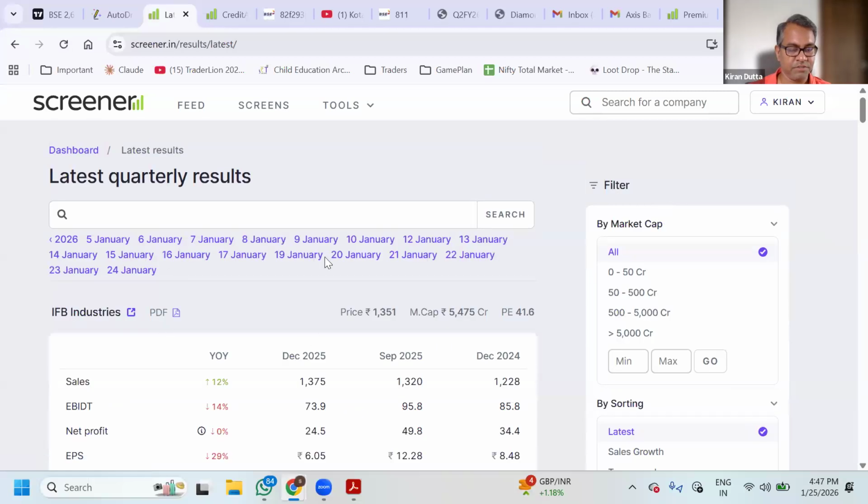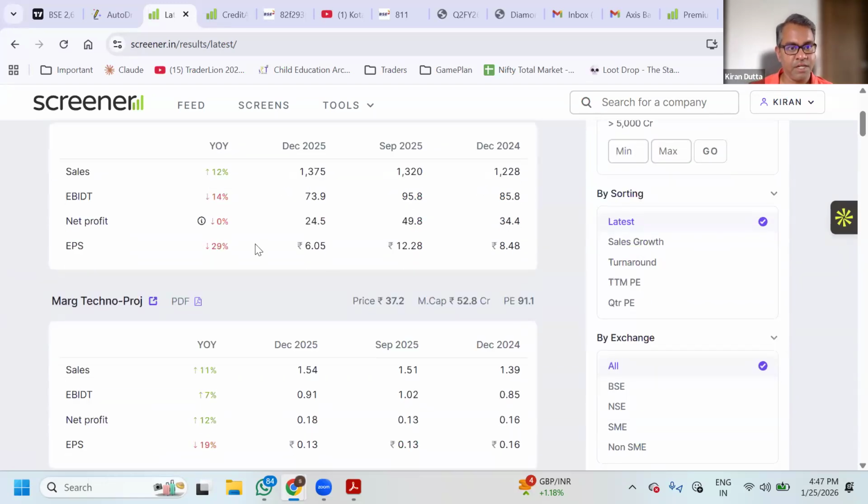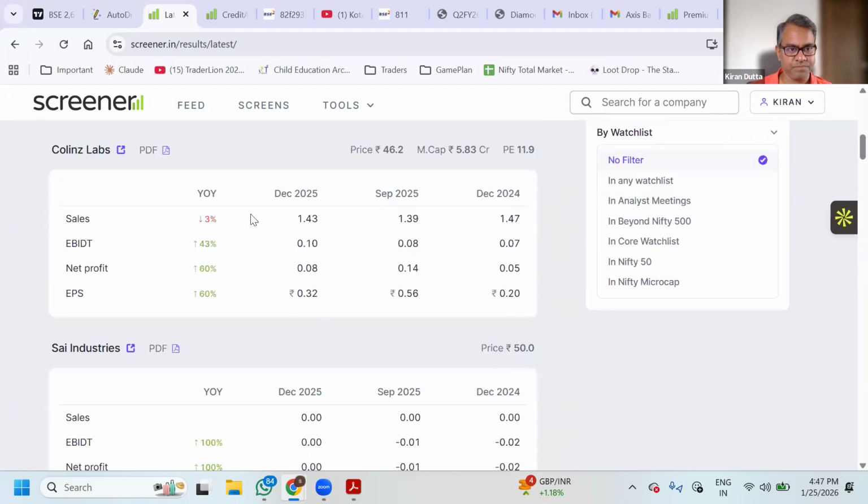Quarterly results మీద click చేశాను. Let me show you how to read this, right? Before market opening, go through this. What I'm trying to say, first of all, here, more than 1,000-5,000 crore companies, go through the list here.